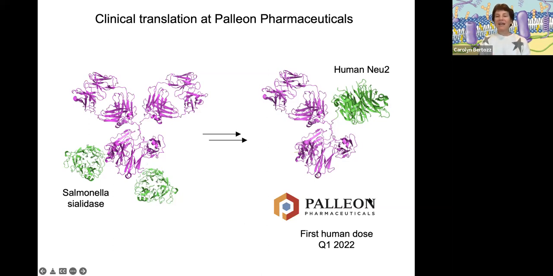So their lead candidate has progressed to the point where we started our first phase 1 study about a month ago. And so patients are now being dosed with Palleon's lead antibody sialidase fusion molecule. And we're really hoping that patients will benefit from this, but we are going to test this hypothesis in humans over the next year. So it's a very exciting time for us.